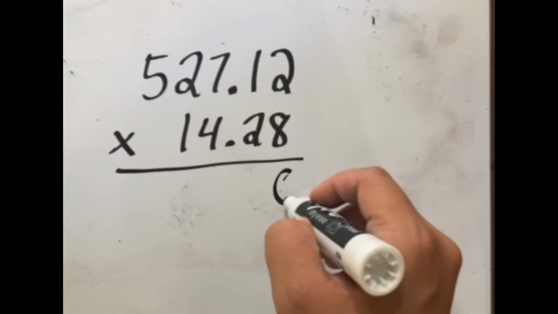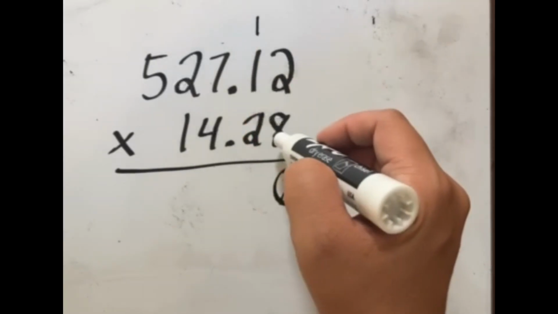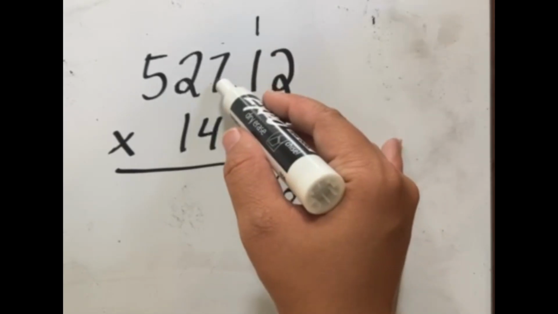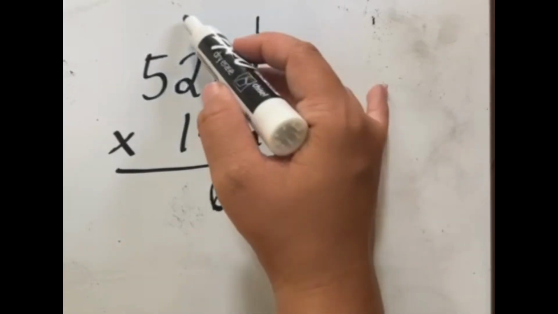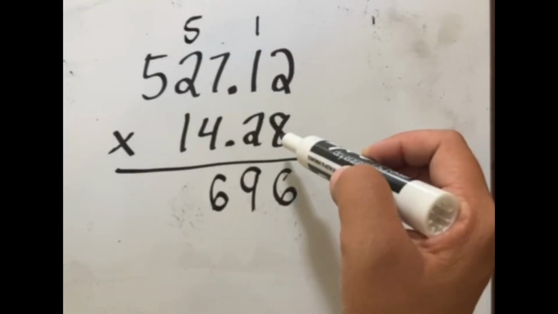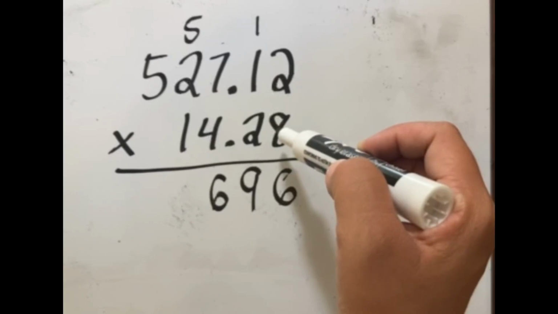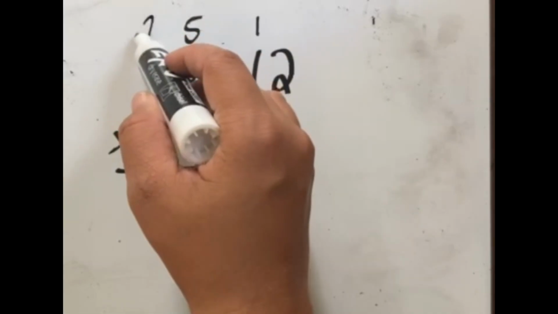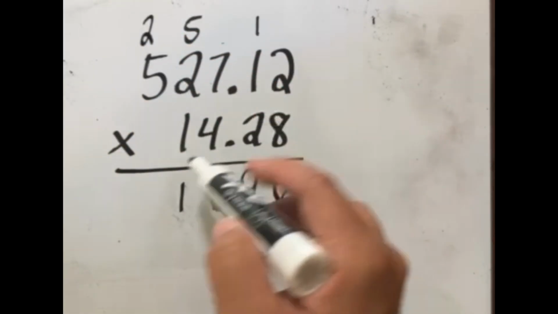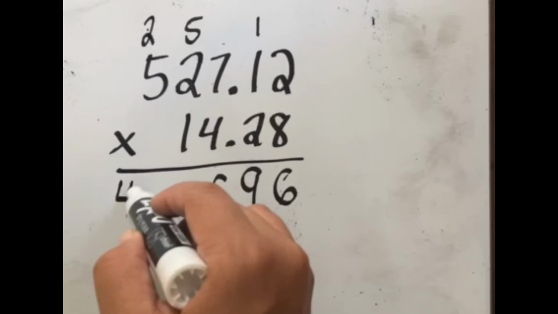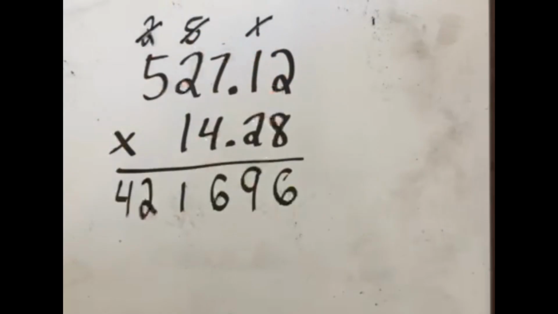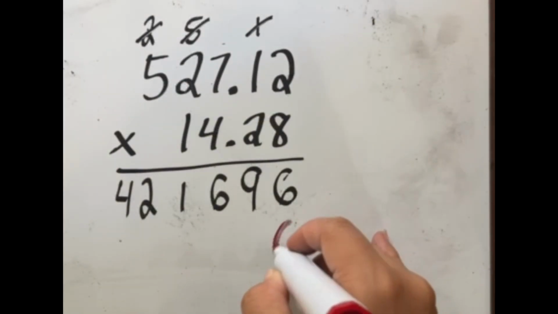We have 8 times 2 is 16, carry the 1. 1 times 8 is 8, plus 1 is 9. 8 times 7, 56, carry the 5. 2 times 8 is 16, plus 5. That is going to be 21, carry the 2. 5 times 8 is 40, add the 2, 42. Now we don't need those numbers anymore, so we'll cross them out so we don't get confused when we're doing our second row. We'll add a 0.